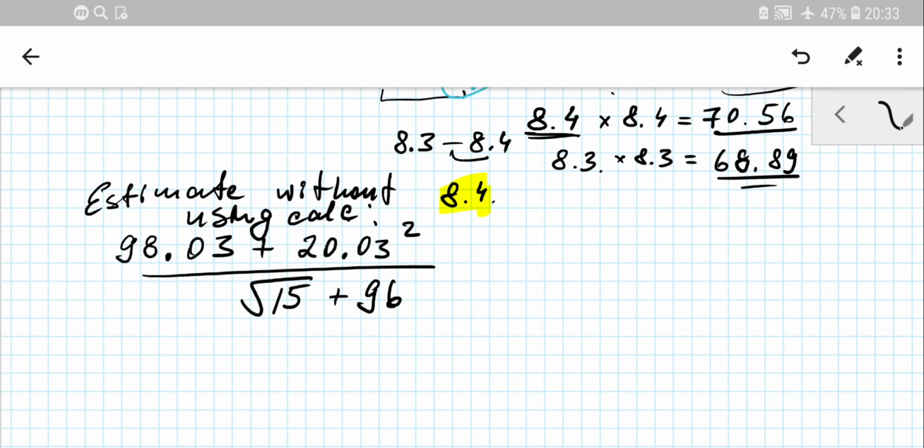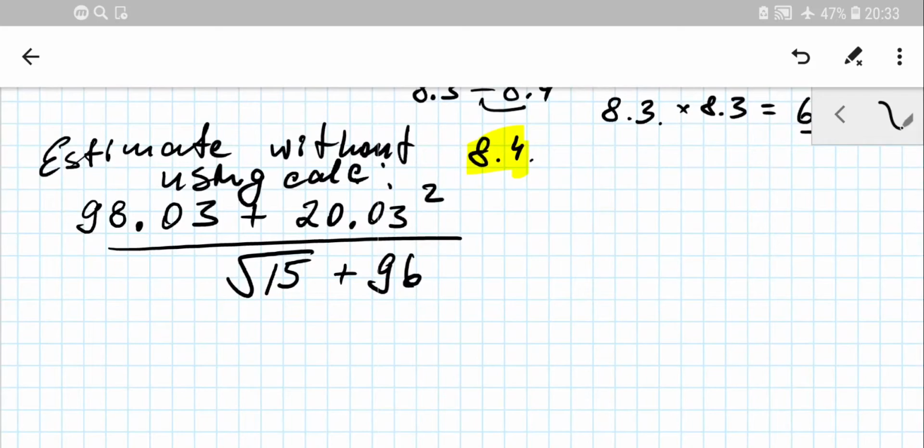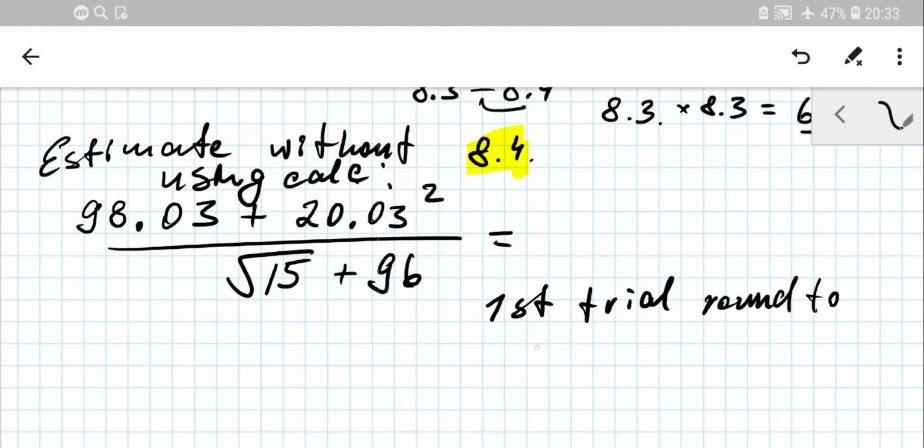Okay, so your estimation needs to be based on rounding, right? In this case, you need to round because it's easier. So your first trial, round to units. Round to units means you only leave your whole number or integer, and you just get rid of or discard the decimal part according to the rule of rounding.